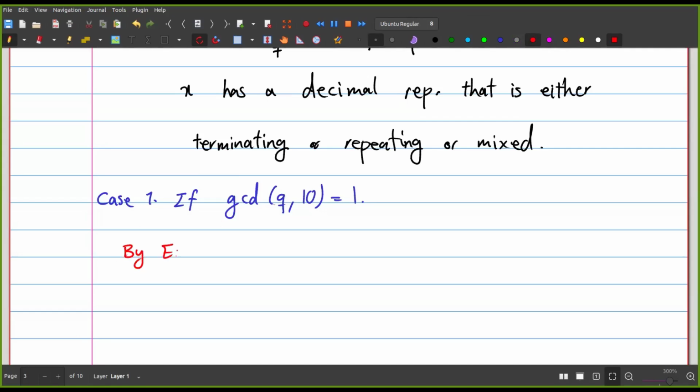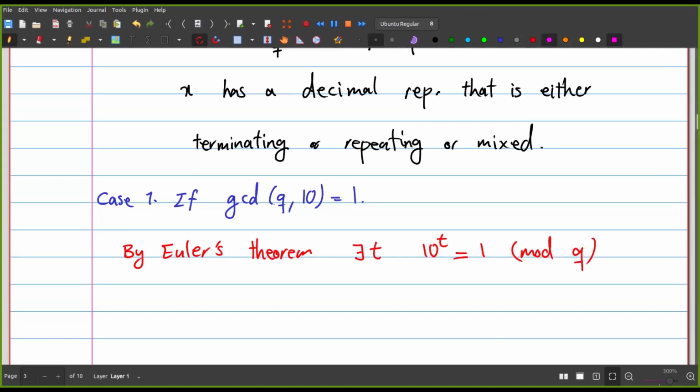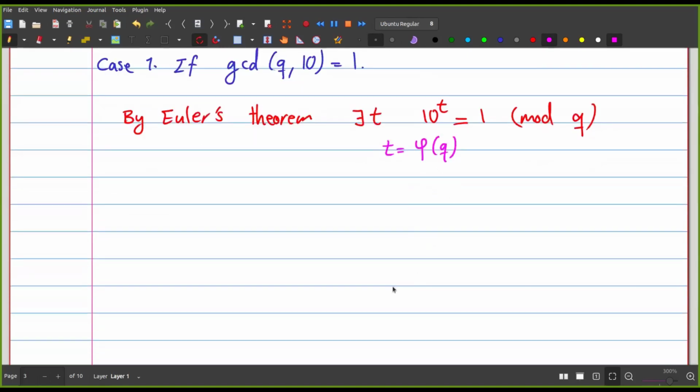Therefore, by Euler's theorem, there exists some t such that 10 to the power of t is congruent to 1 modulo q, right? And actually, we know exactly what this t is. Instead of saying there exists a t, I could just say take t to be phi of q. That's literally Euler's theorem. So t is Euler's phi function applied to q.